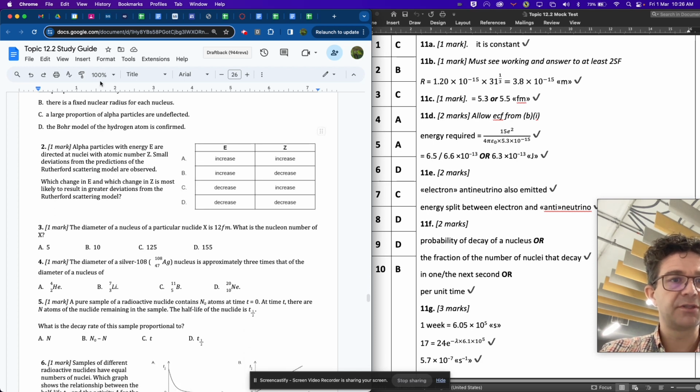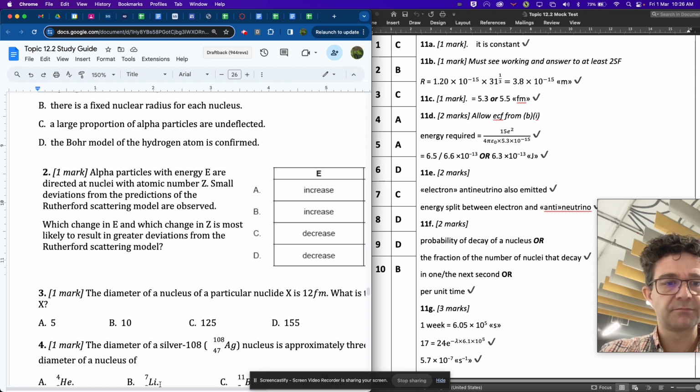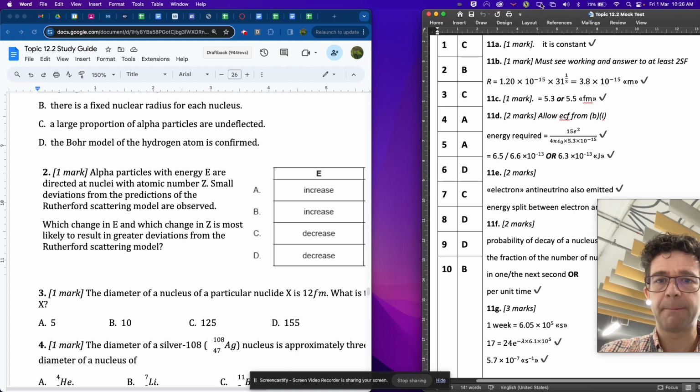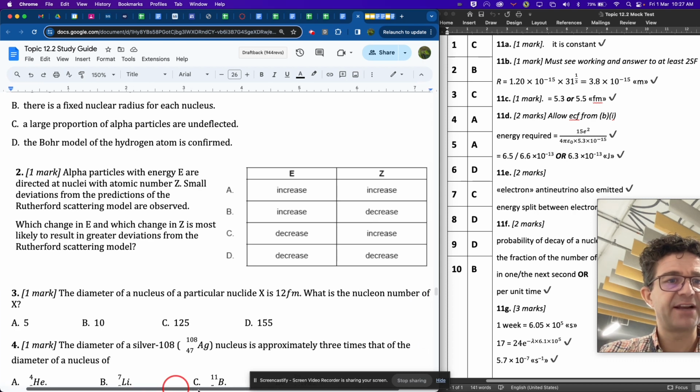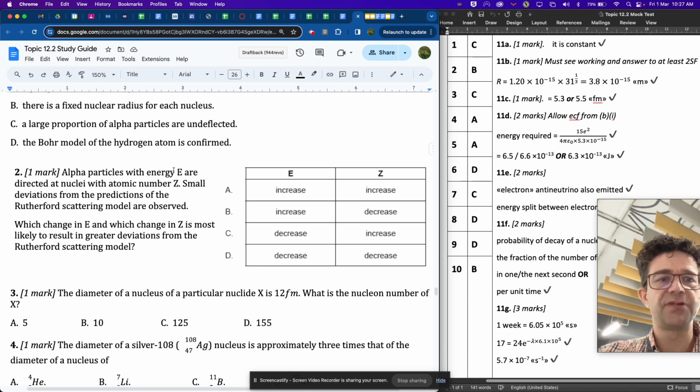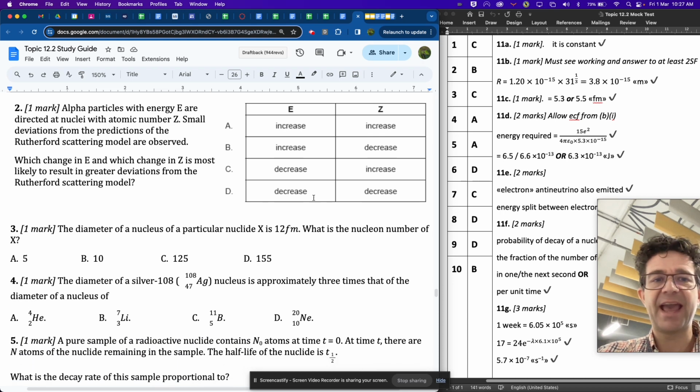When we look at question 2, let me make this just a little bit bigger so that I know it shows up on your screen. So when we look at alpha particles scattered at the nucleus, small deviations from the predictions of the Rutherford scattering model are observed. Which change in E and Z are most likely to result in greater deviations? We know that that deviation has to do with alpha particles being absorbed by the nucleus, so they go missing. That's going to happen when you have your largest energy alpha particles, and it's going to happen when you have your largest radius. It's going to happen when you have your smaller charge nuclei, so that these alpha particles will be able to penetrate the furthest in. So that's why it's B.